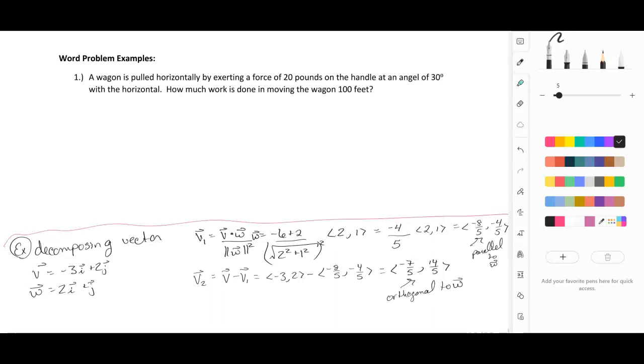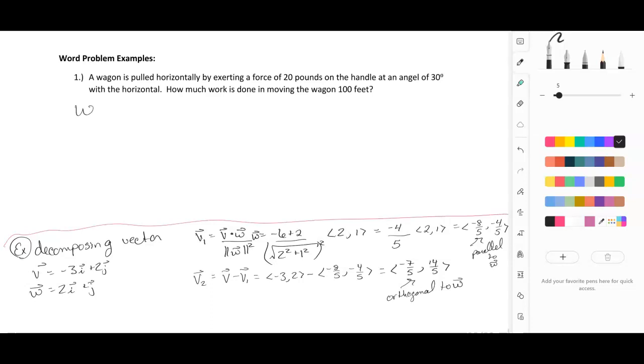So in this video, we're going to look at how we can use the dot product to help us with some physics problems. The first one: a wagon is pulled horizontally by exerting a force of 20 pounds on the handle at an angle of 30 degrees with the horizontal. We want to know how much work is done with the wagon if it moves 100 feet. How much work is done in moving the wagon 100 feet?